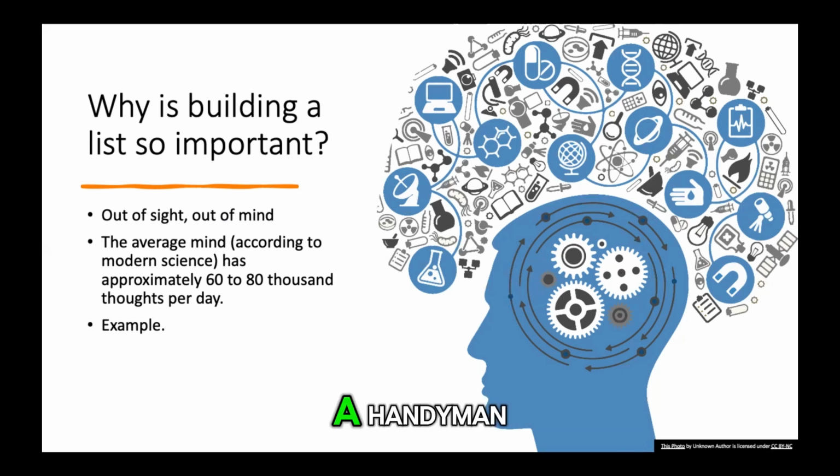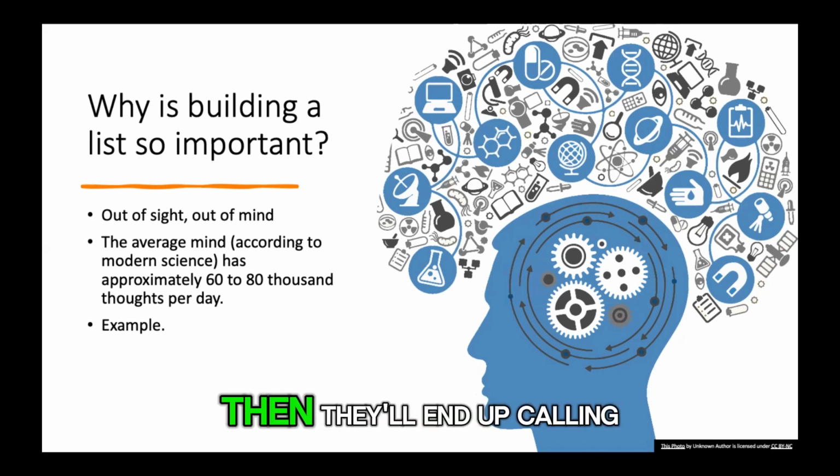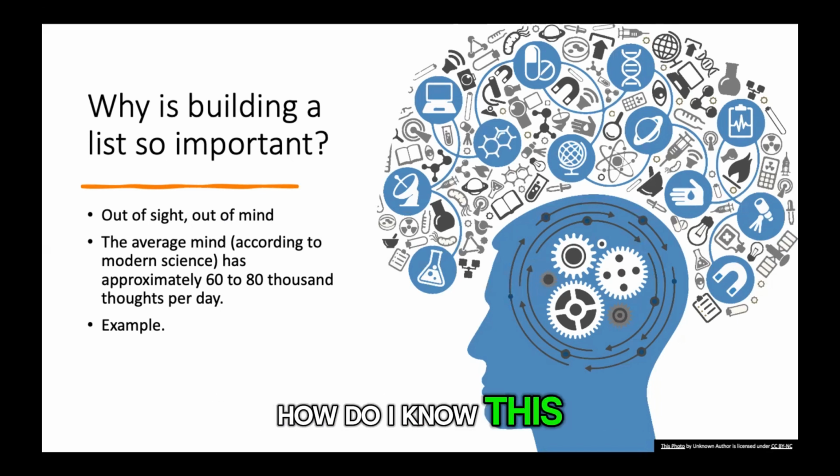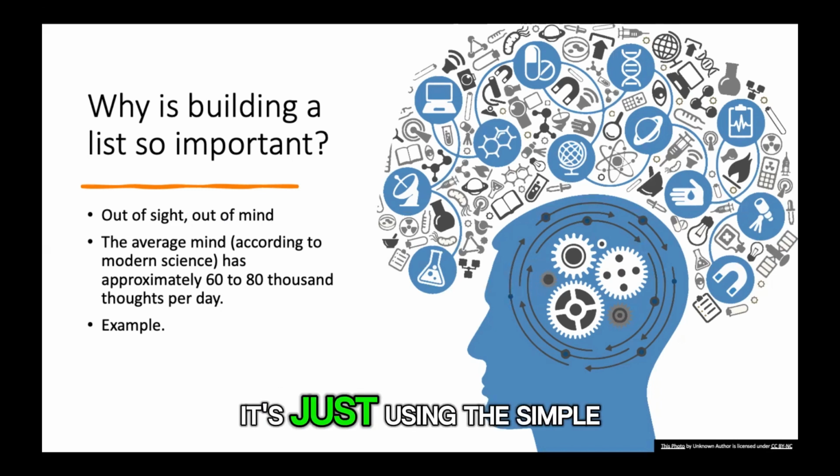So next time somebody needs a handyman and I sent them a text three days ago, they'll end up calling me. And how do I know this? Because I've been using this method for a long time. It's inevitable. I send a text and usually I get very little response, but I do get leads. The numbers don't lie, and I always get leads. It's just using the simple method.